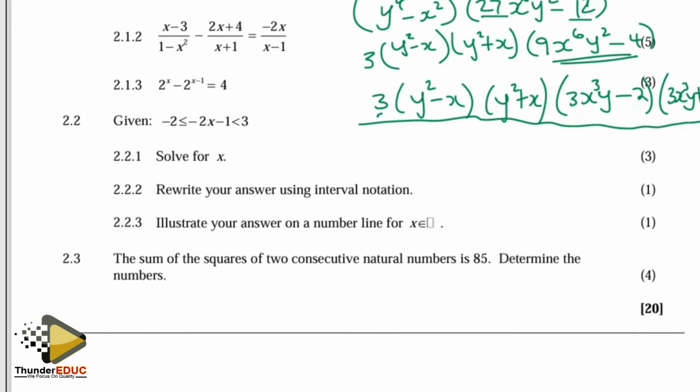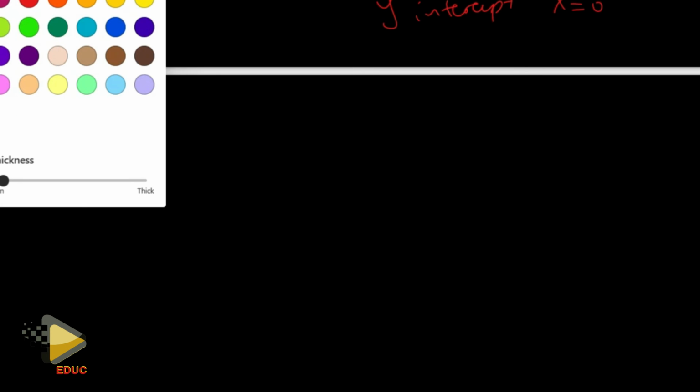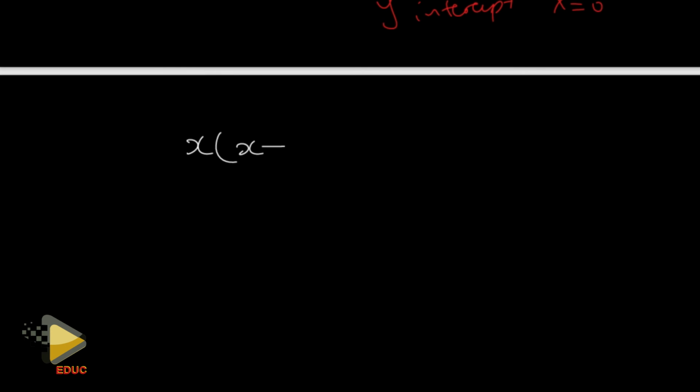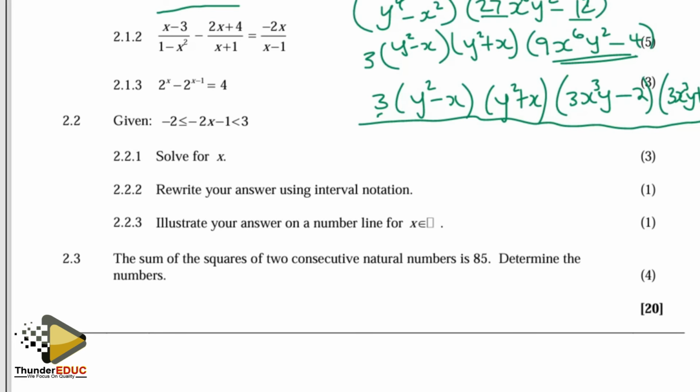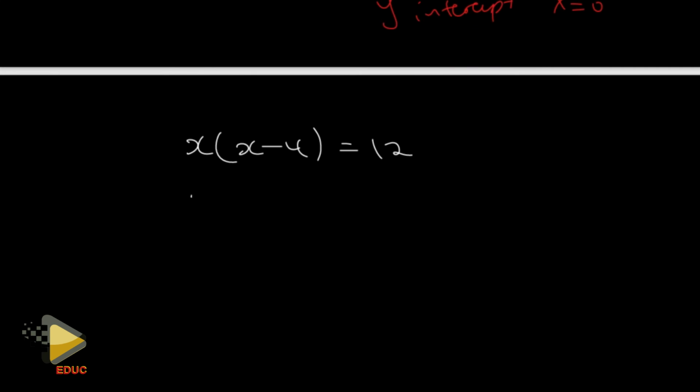Question number 2, they want us to solve for x. Okay, so whenever we have brackets, open the brackets up. So I'll jot it this side. x into x minus 4 is equal to 12. Okay, we're saying x into x minus 4 is equal to 12. So step number 1, we open it up. It's going to be x squared minus 4x is equal to 12.